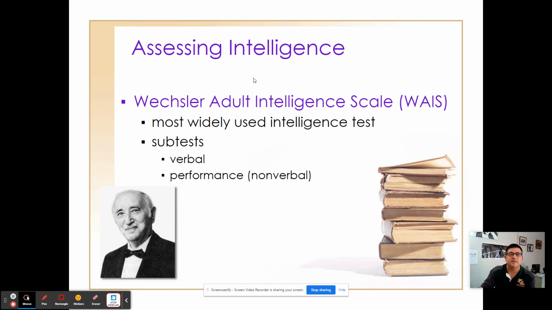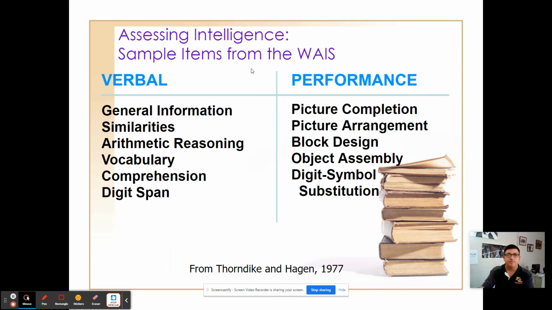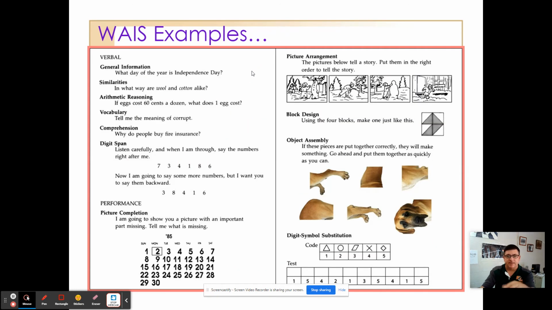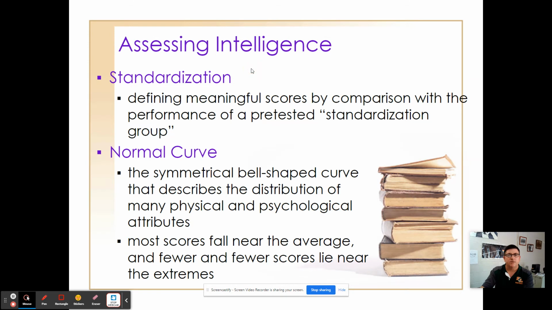All right, the Wechsler Adult Intelligence Scale, the most widely used intelligence test today. It has a subtest of verbal and performance nonverbal assessments. Here's some more information on the Wechsler Adult Intelligence Scale, and here are some examples that you can look at in your notes.